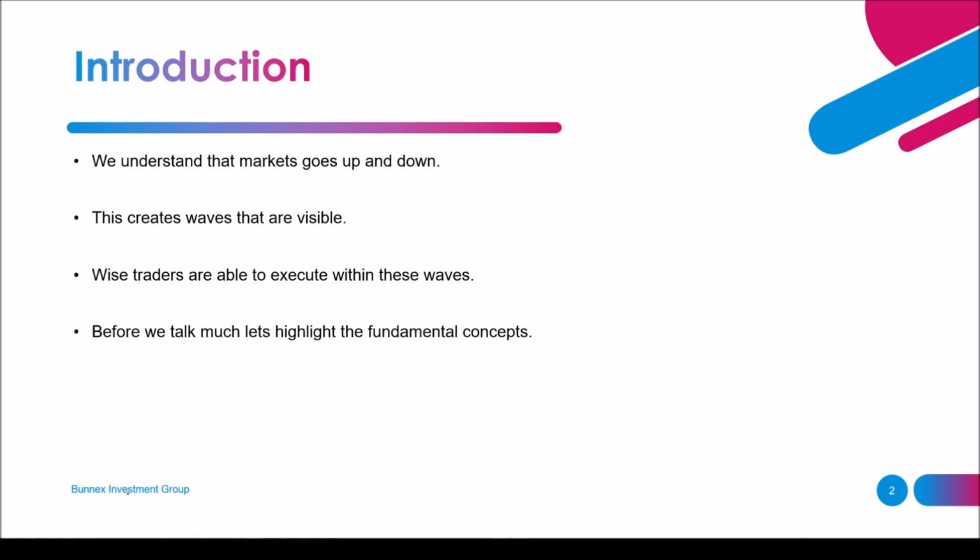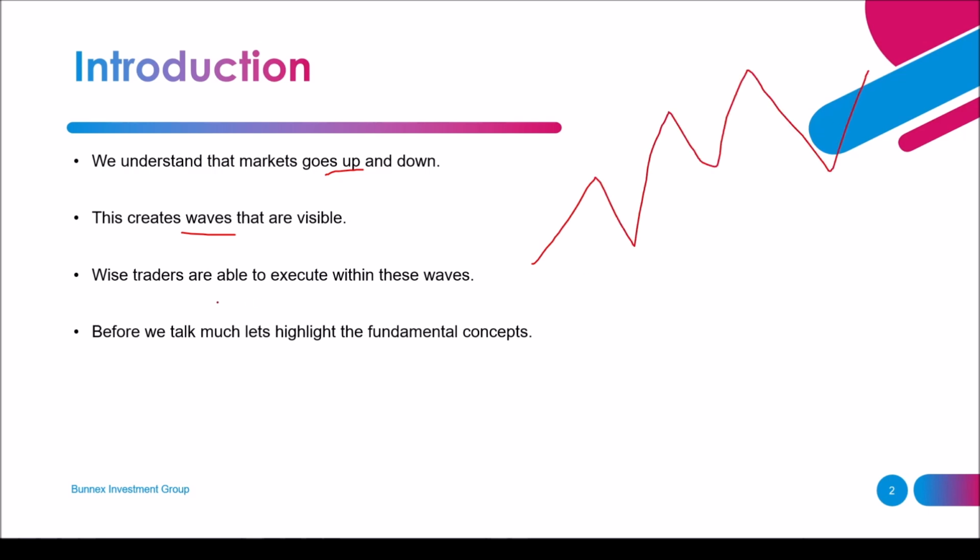In this video, we are going to go through a very important lecture which those who take it seriously will see results. So we understand that the market goes up and down. Anyone can see the markets actually move in an upward or downward bias, and this creates what we call waves that we see on the markets. If you have been in the markets, you know that the market creates waves like this.